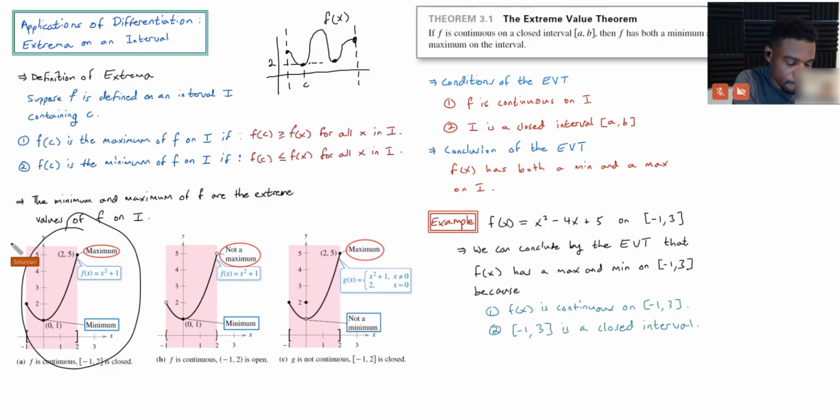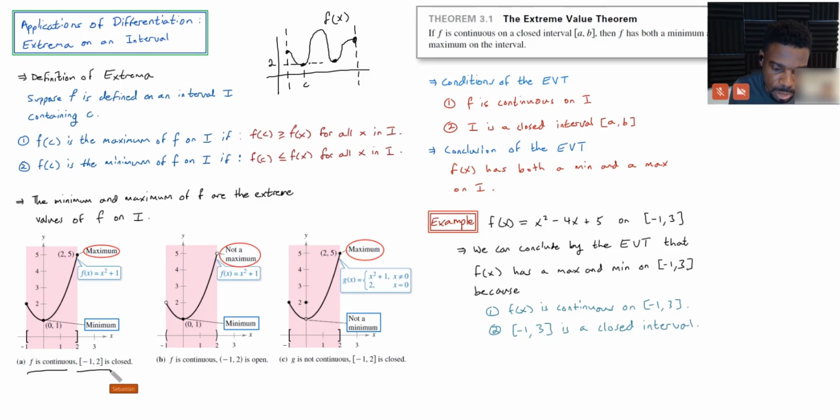And if you look at this diagram over here, that confirms it. Because in this case, f is continuous, the interval is closed, and we end up with both a minimum and a maximum. But when any of these conditions are not met, then anything can happen. We may have a minimum and a maximum, or we may have a maximum but no minimum, or we may have a minimum but no maximum. Or we may have neither.